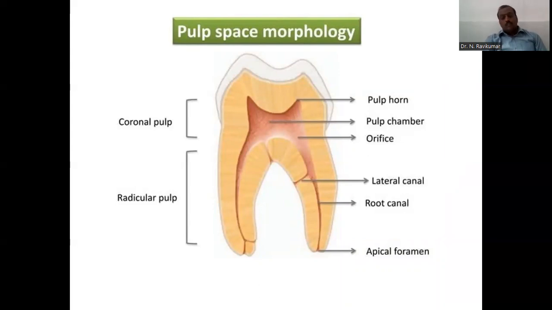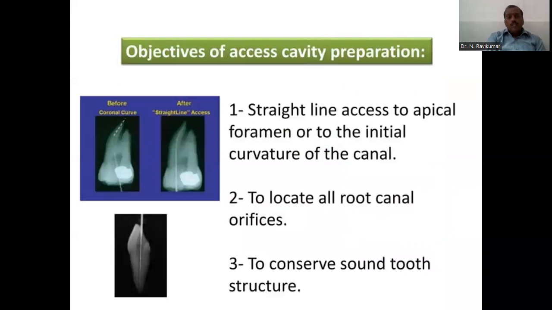So you imagine this tooth. What are the parts of the pulp? Pulp has two portions. One is the coronal pulp, which is in the crown portion. The other one is the radicular pulp, which is inside the root canal. Both are connected at the area called the orifice. This is the area we have to enter for doing the root canal treatment.